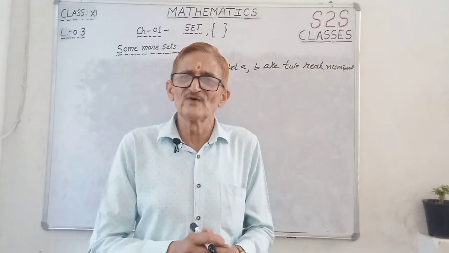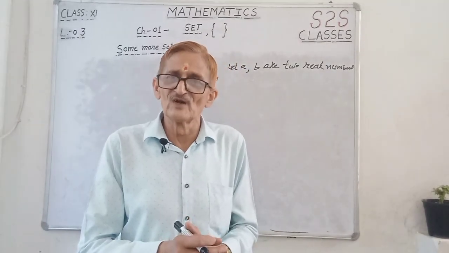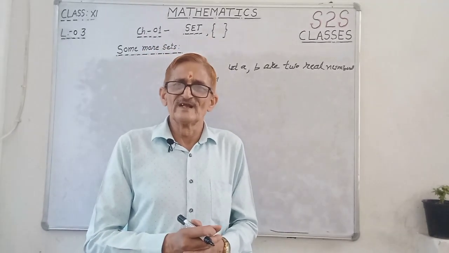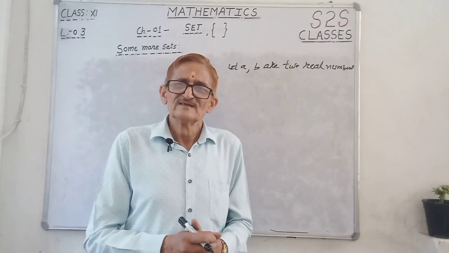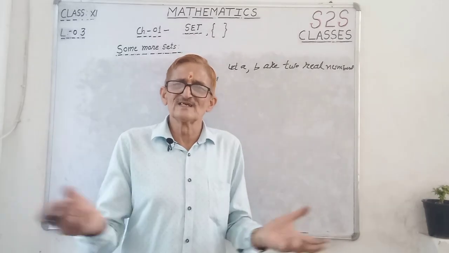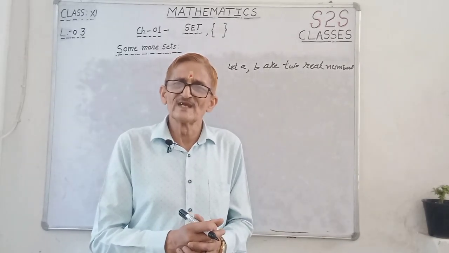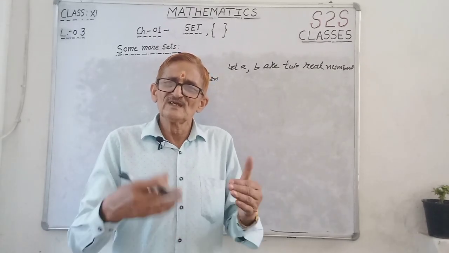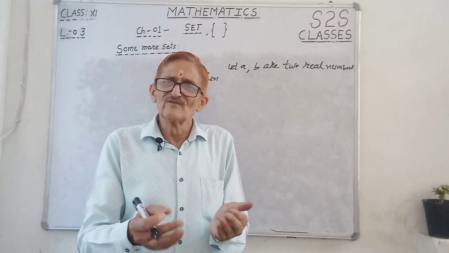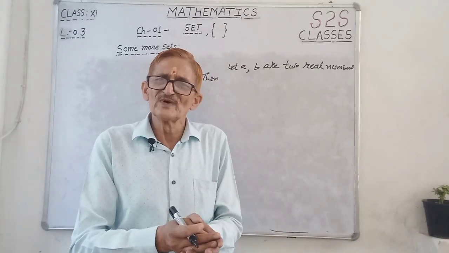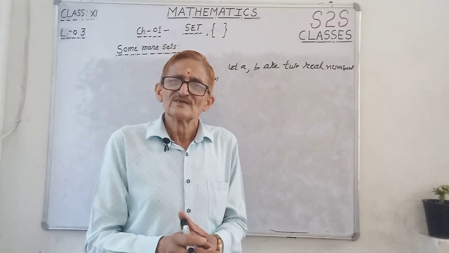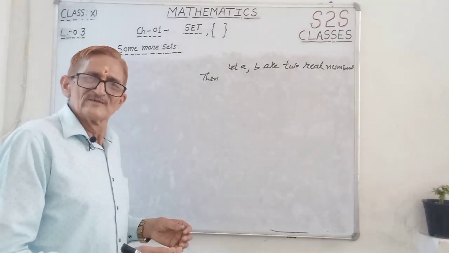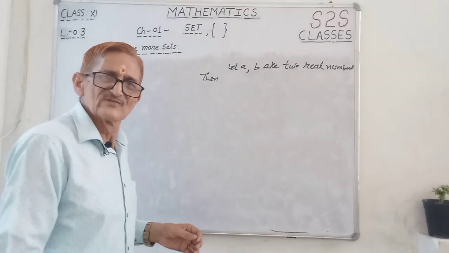We can't write it in roster form, but we can write it in set builder form, by the representation x element of the real numbers. So between them we can write it that way. But there is one more method to represent this, besides set builder form; we have one other form.